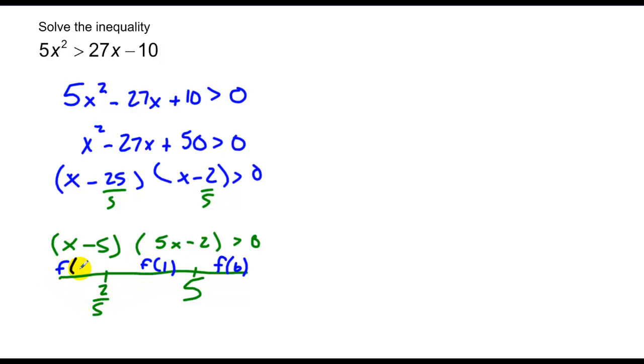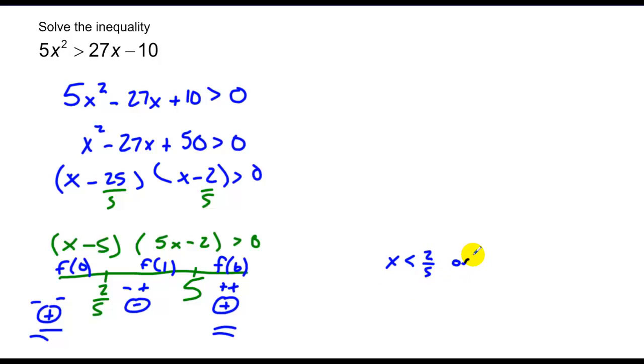and f of 0. At 0, I'm going to get a negative and a negative, which multiplies to a positive. When I plug a 1 in, I get a negative and a positive, which is a negative. And then finally at 6, I'll get a positive and a positive, which multiplies to a positive. Now in this problem, notice I'm looking for which x values give me y values greater than 0. So again, I'm looking for my positive answers. Therefore, I have x is less than 2/5 or x is greater than 5.